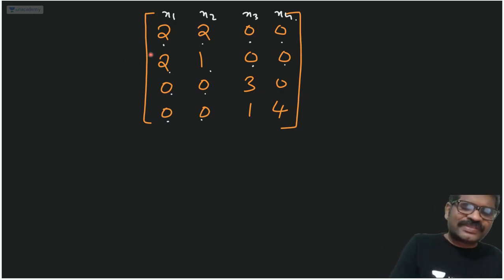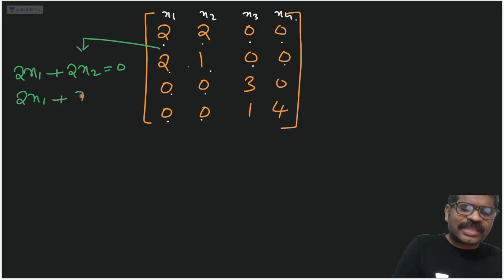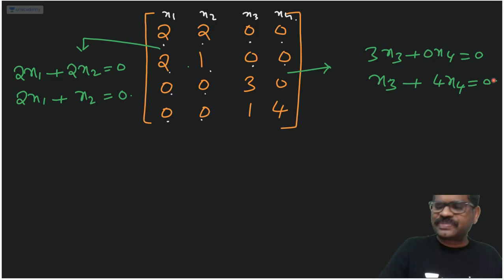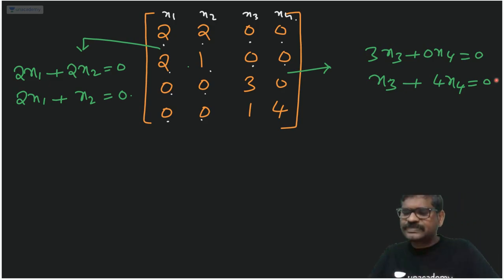From this, you can write 2x1 plus 2x2 equal to 0, 2x1 plus x2 equal to 0. From this, 3x3 plus 0x4, x3 plus 4x4 equal to 0. Catch my point? Whether diagonalizable or not, by this you won't get.